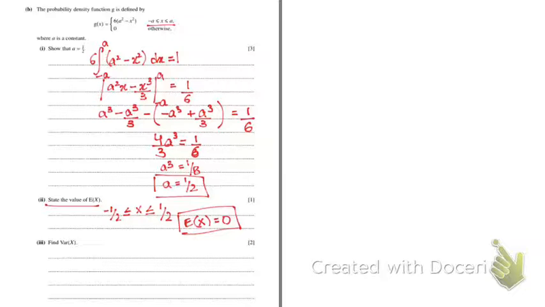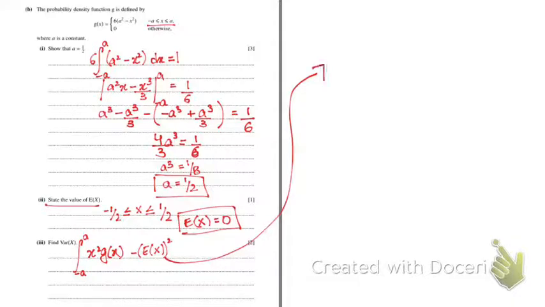For variance, you take the integral of x squared g(x) from minus a to a, minus the square of the expected value. So yeah, I'll solve this over here. Okay, so 6 bracket x squared times 1 upon 4 minus x squared dx from minus 1 upon 2 to 1 upon 2.